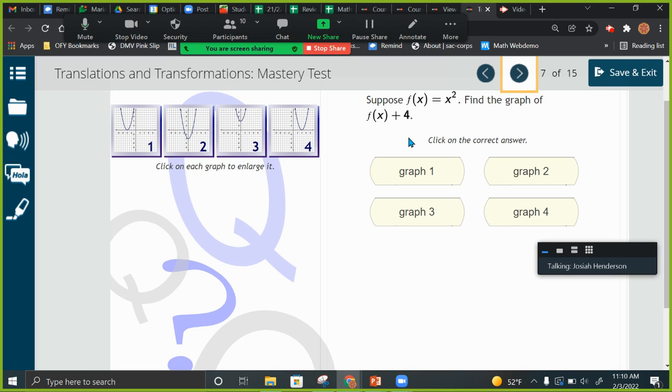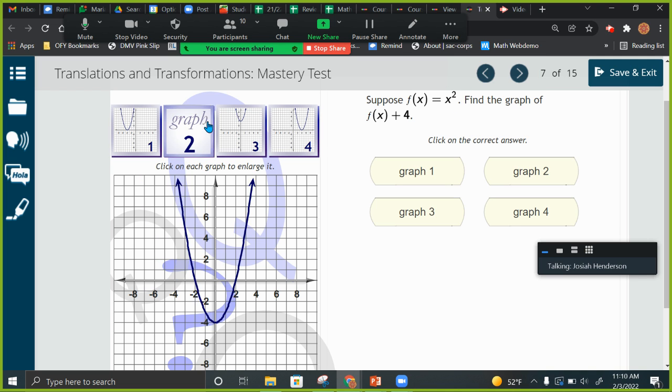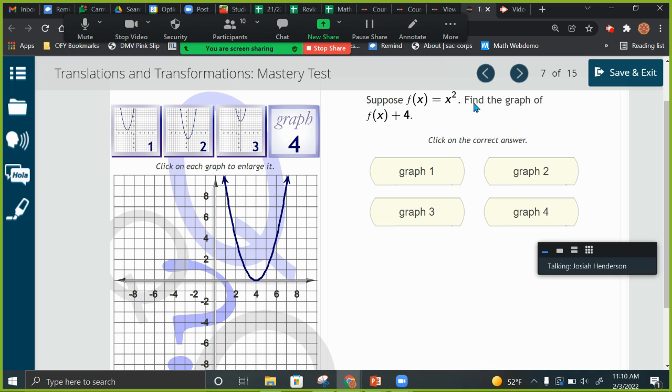Okay, here's our next one. Suppose f of x is x squared. That's the bowl shape. That's the parabola shape. So they're all the parabola shape. Find the graph of f of x plus 4. This is the important part. That's the translation. So you all see the plus 4.